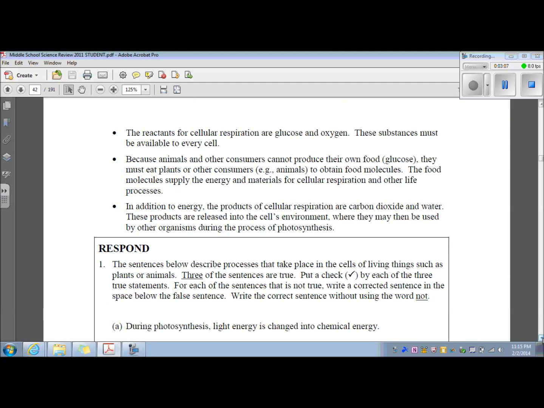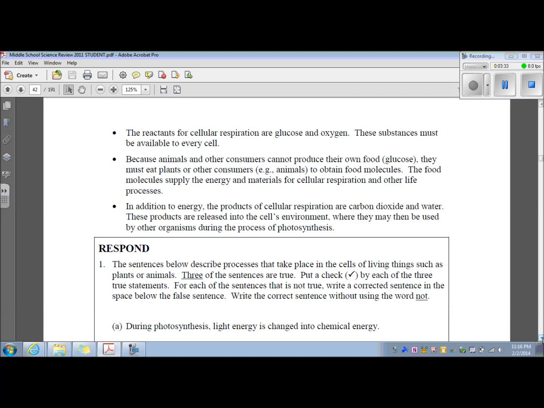The reactants for cellular respiration are glucose and oxygen. These substances must be available to every cell. Because animals and other consumers cannot produce their own food, they must eat plants or other consumers, such as animals, to obtain food molecules. The food molecules supply the energy and materials for cellular respiration and other life processes.